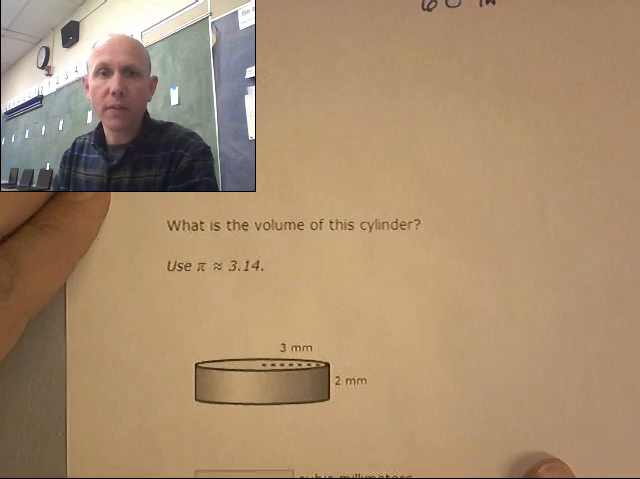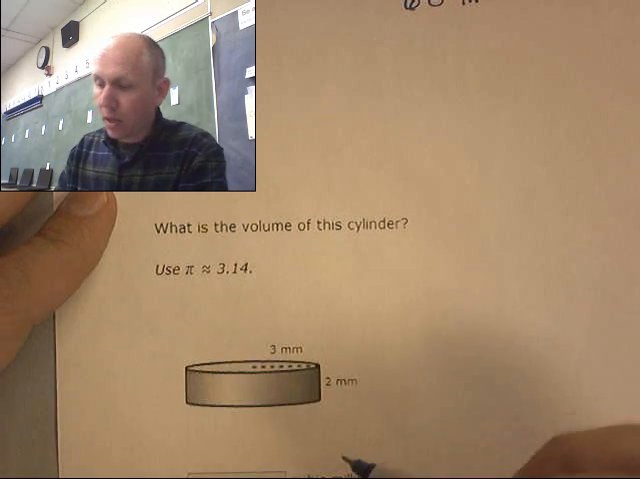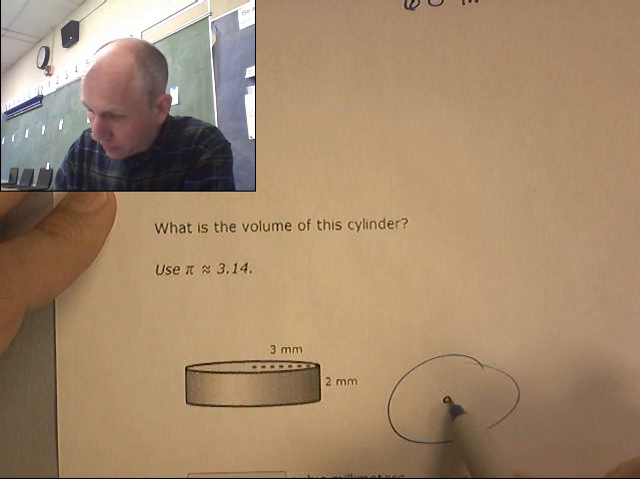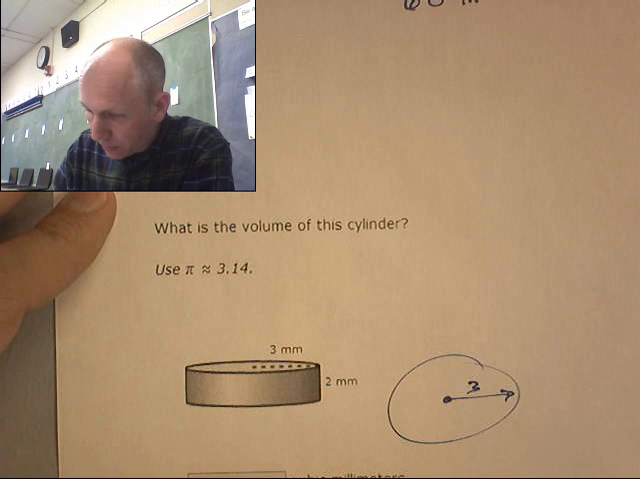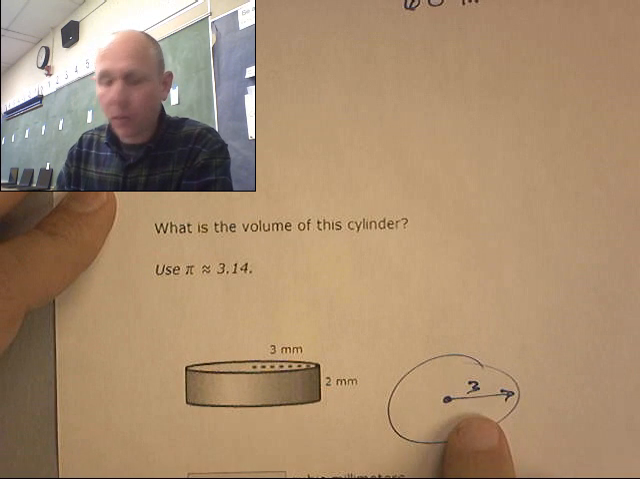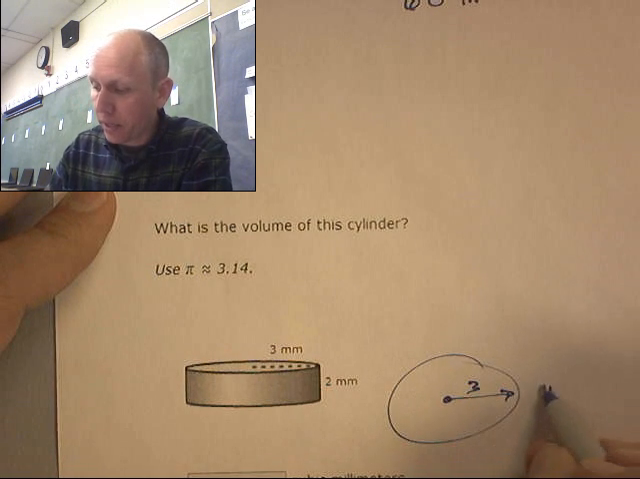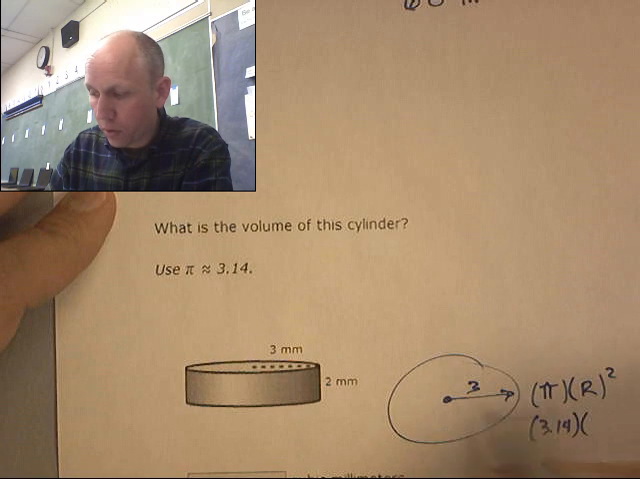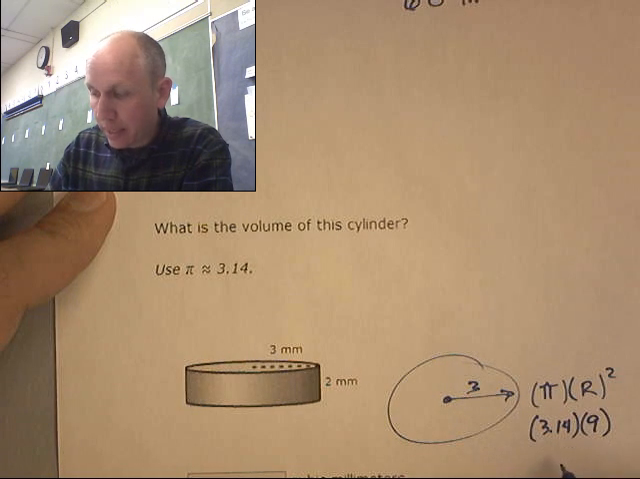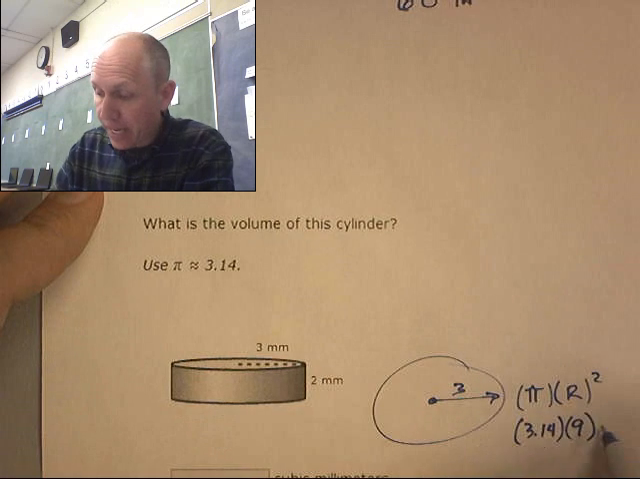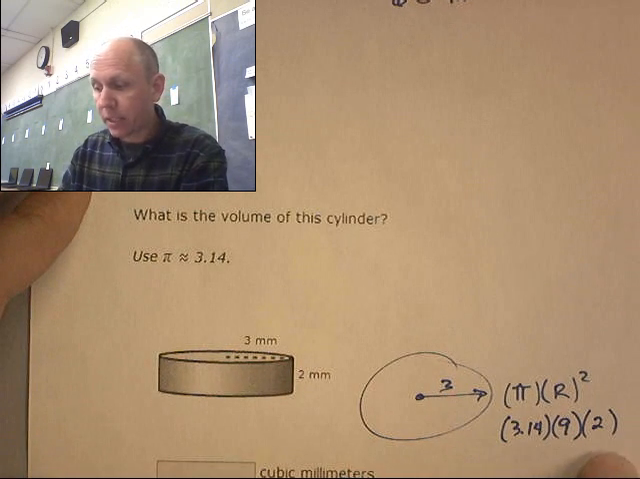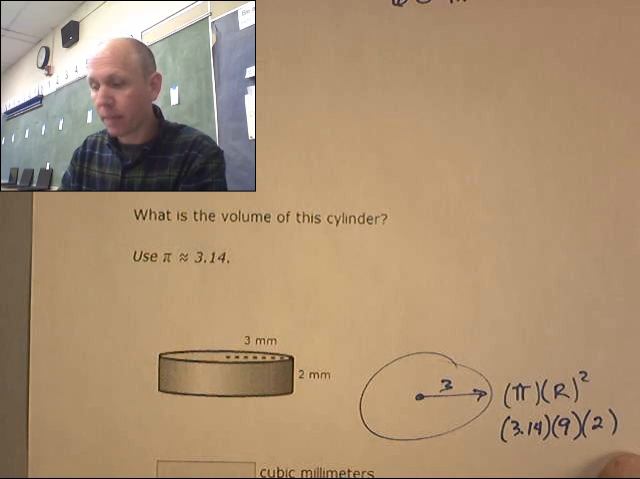What is the volume of this cylinder? I start by finding the area of the base. Well, the base is a circle, right? What's the area of this? Area is pi r squared. That's going to be 3.14 times 9. That's the base, and the height is 2. Base times height. Area of the base times the height.